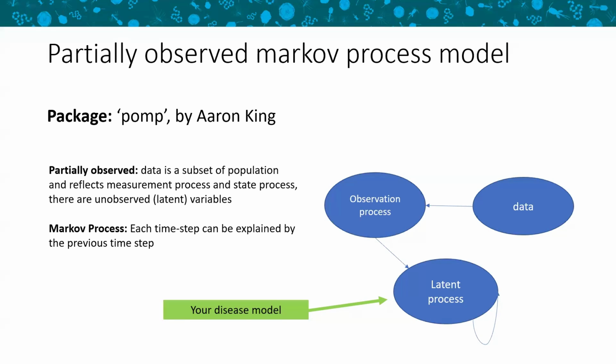And then a Markov process just means that every time step is explained by the previous time step. So we have basically a latent process here, which is our disease model, the susceptible infected model that I presented, an observation process, which is how we sample our data, and then the data that come out of that observation process. So we can use this to actually estimate the mortality and the transmission rate of this disease, even though we don't actually know the mechanism for transmission.